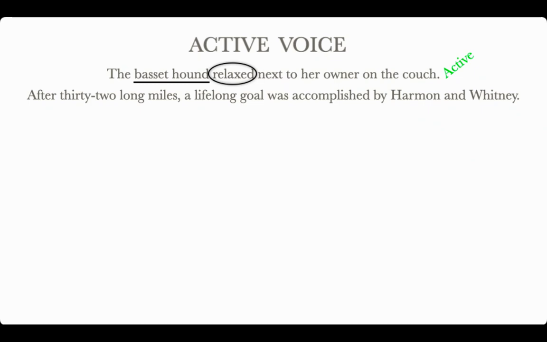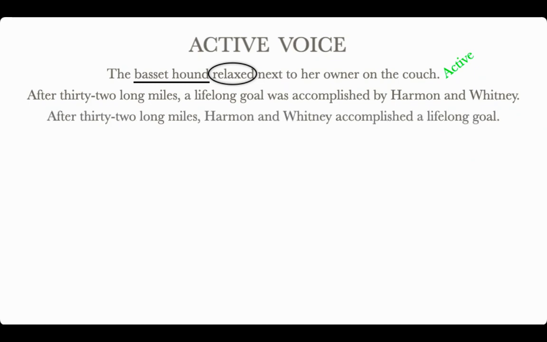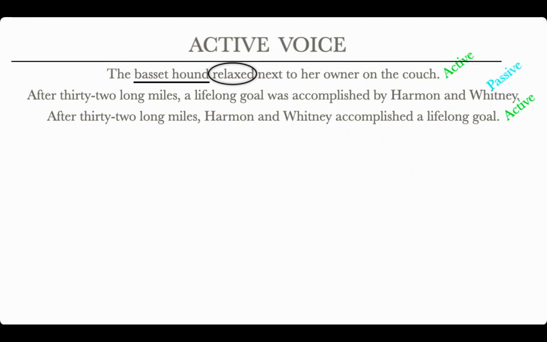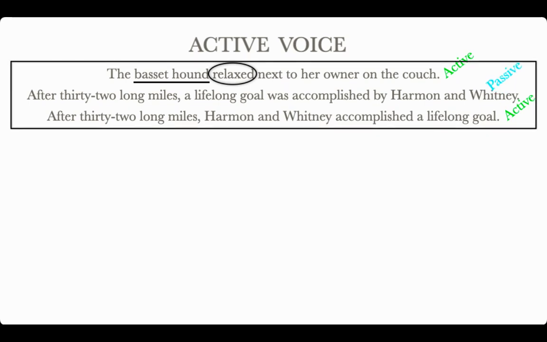After 32 long miles, a lifelong goal was accomplished by Harmon and Whitney. After 32 long miles, Harmon and Whitney accomplished a lifelong goal. Which sentence seems more exciting, alive? The second sentence uses active voice to show the subject performing an action. It has more energy than the first one, which is written in passive voice. Read the following three sentences. See if you can determine active or passive voice in each.